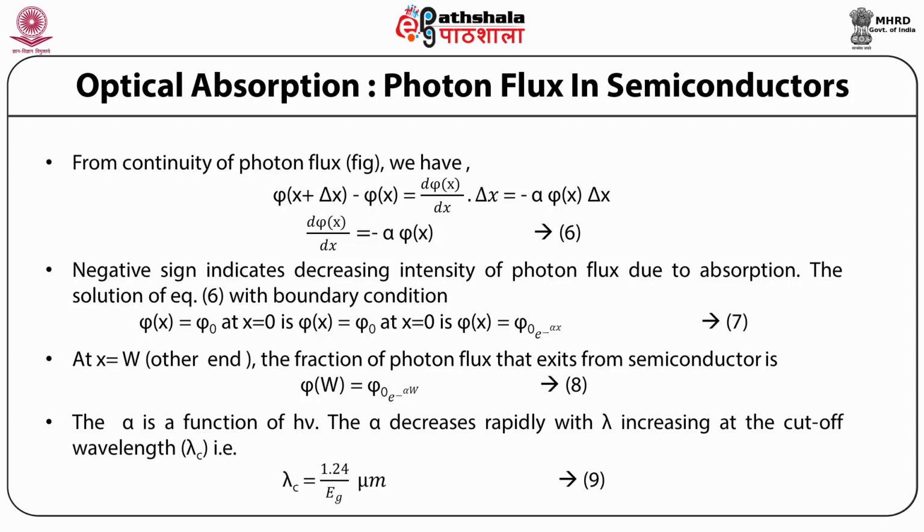And here alpha is a function of h nu and it decreases rapidly with lambda increasing at the cutoff wavelength lambda c, that is lambda c equal to 1.24 by Eg micrometer, since optical band to band absorption becomes negligible for h nu less than Eg or lambda greater than lambda c.